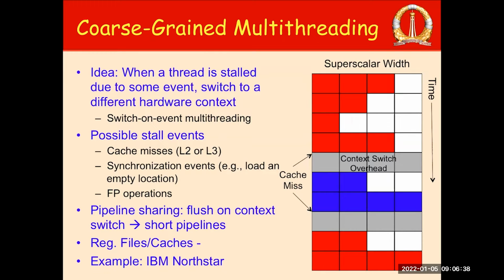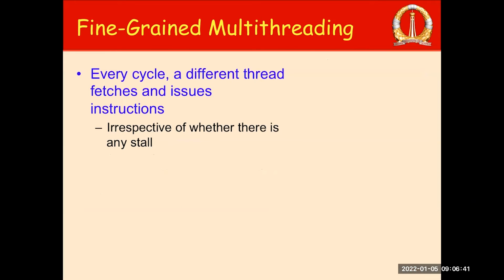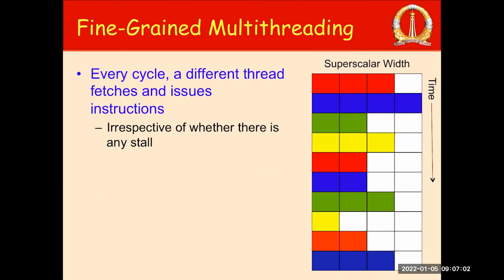But let's now look at fine-grained multi-threading. In fine-grained multi-threading, you do a thread switch between different threads on every cycle. That means that irrespective of whether a long latency operation has happened or not, the processor would switch from one thread to another thread in every cycle. Therefore, if you look at your superscalar processor, in cycle 0 you would have executed instructions from the first thread.